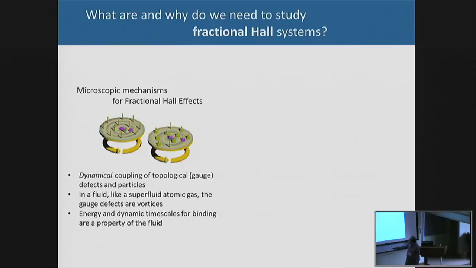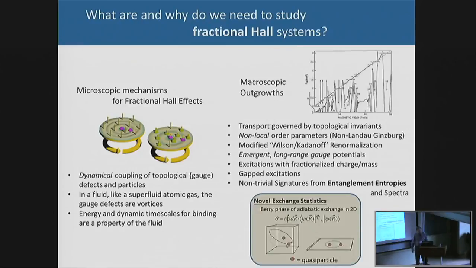And so for a fluid, like a superfluid, an atomic gas superfluid, we would say that these gauge defects are vortices, and so there's some kind of binding between the particles and the vortices in the gas. And so I'll give you a very clear idea of what that means in just a minute. But this means that the energy and the dynamic timescales for binding these two things together are a property of the fluid. Okay? And that's something that, in a sense, is up to the fluid itself to determine for us. And of course, we know that these have macroscopic outgrowths that are pretty familiar by now.